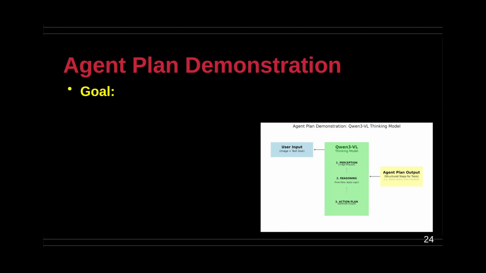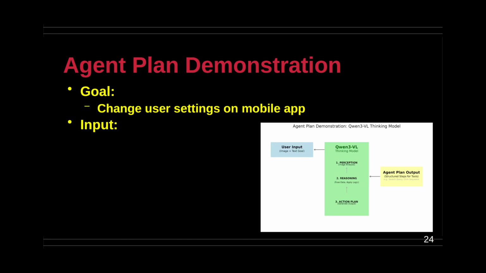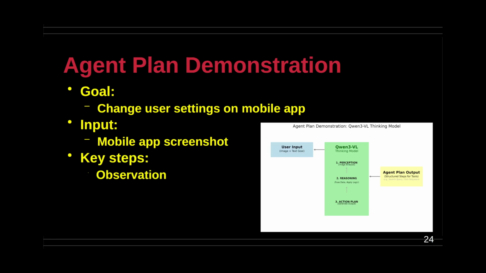Let us perform a very simple demonstration to illustrate the Qwen3-VL thinking model. Our goal is to open the settings menu and change the user avatar using icons visible on the mobile screenshot. Naturally, our input will be a screenshot of the mobile app. We will step through the process.